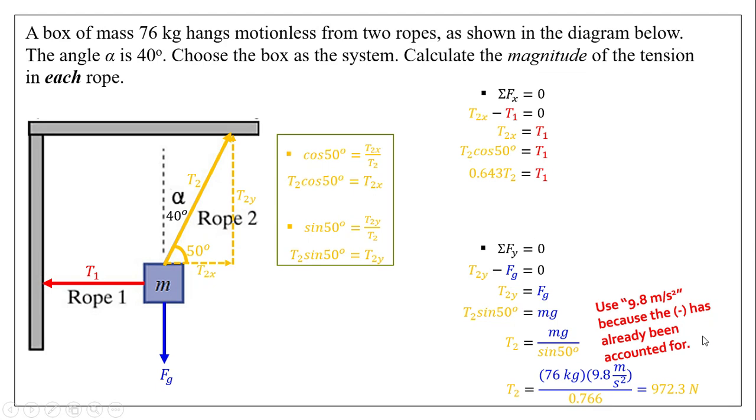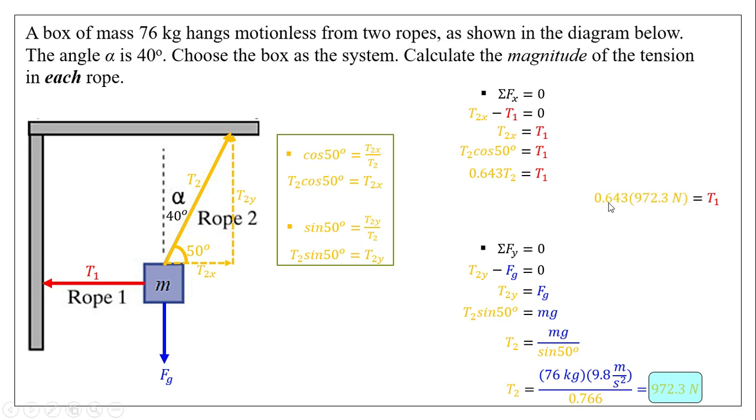All right. Now that we know what T2 is, about 972.3 newtons, we can just go back to our work in the horizontal direction. We can find T1 because we said earlier that T1 is 0.643 of whatever T2 is. Well, now we just found T2, so we just substitute it in. So it'd be 0.643 times 972.3, and all that calculated work will give you a value of about 625.2 newtons for T1. So those are our two answers. T2 is 972.3 newtons, and then T1 is 625.2 newtons.